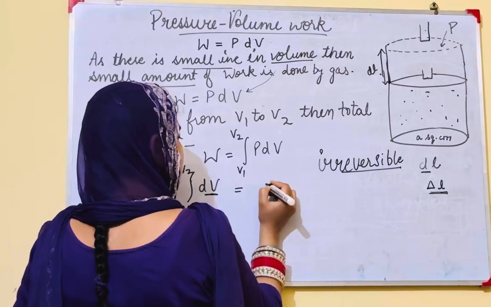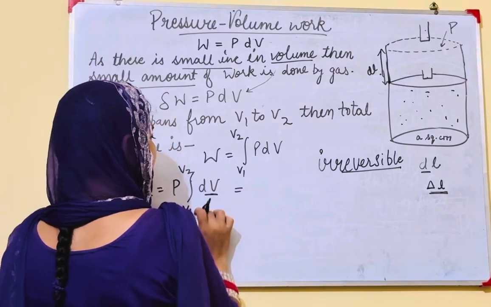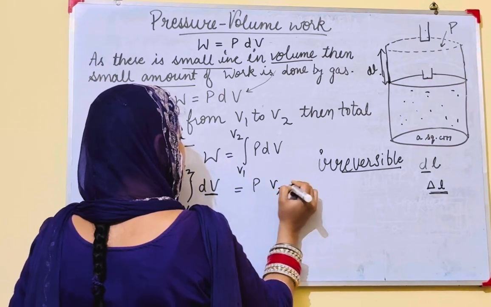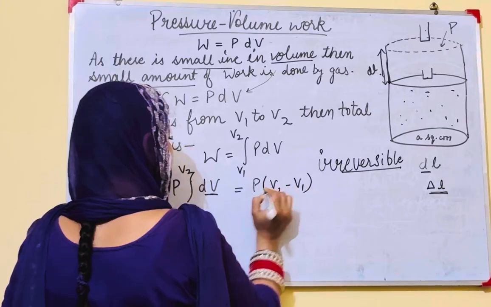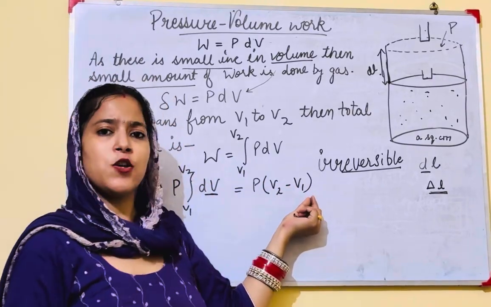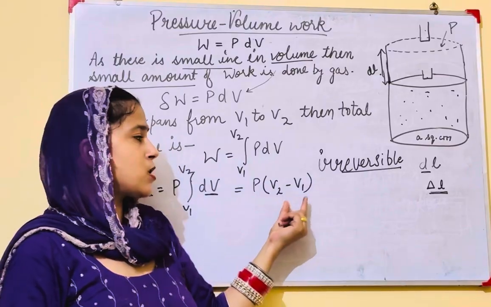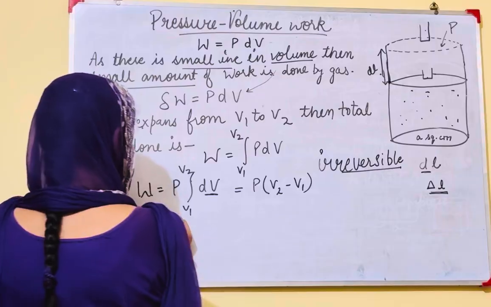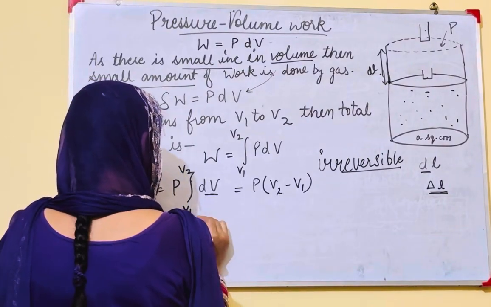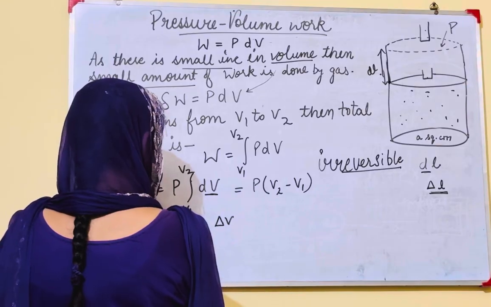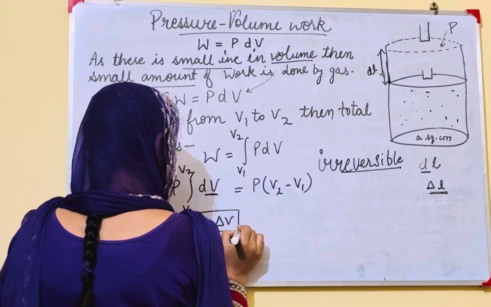Now what will happen? We can put these values on integrating. What will become? V2 minus V1. This is the change, final minus initial, meaning change in volume. We can write it as W is equal to P delta V. So this is the work done.